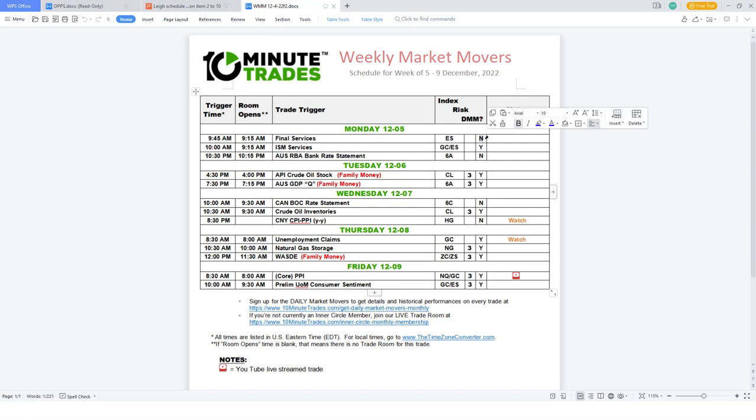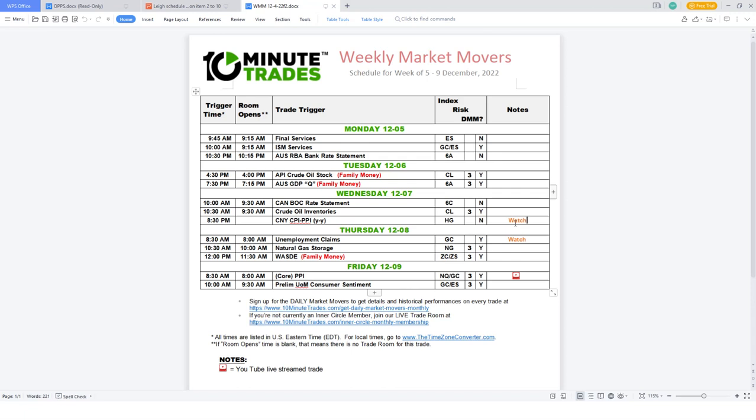And then there are events that it says watch. And what watch means is it might be a new event that we're getting ready or that we think might be tradable, or it might be an old event that isn't behaving well. So watch means don't trade it. We're just watching it, test it, okay? Most of the time.